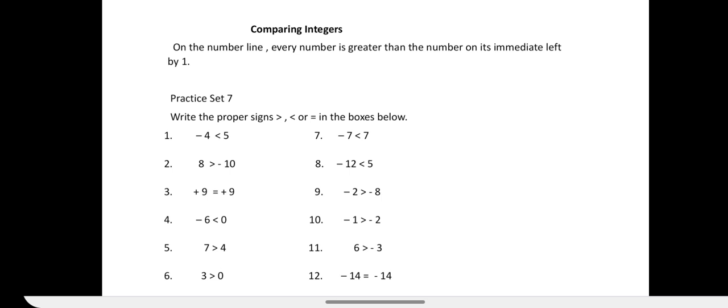Now comparing the integers, this we will see in the next video.